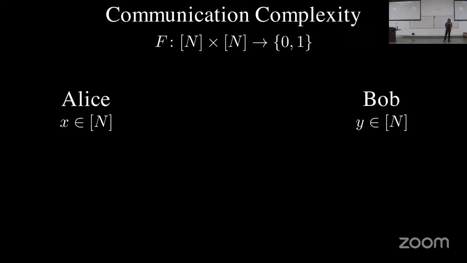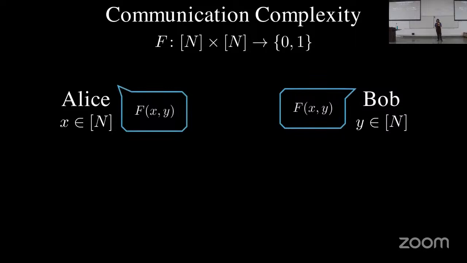But before doing this, let me first define it. In communication complexity, we have a function. Let's suppose it's a Boolean function. It has two inputs, and one input goes to Alice and another goes to Bob. And then they want to compute this function by communicating bits between each other. In the end, they both want to know the value of the function on their inputs.